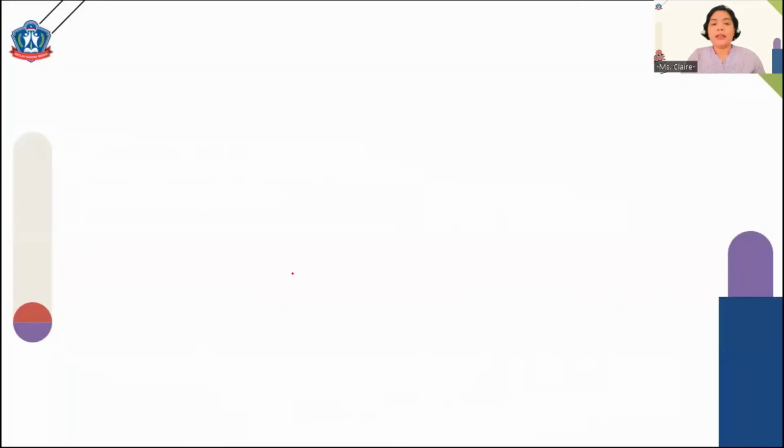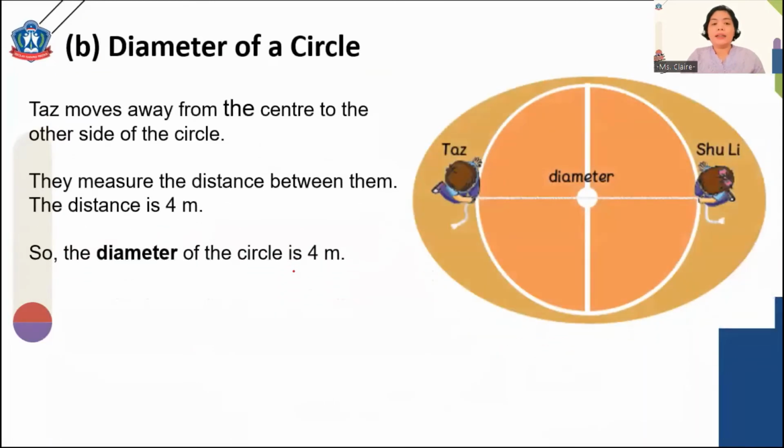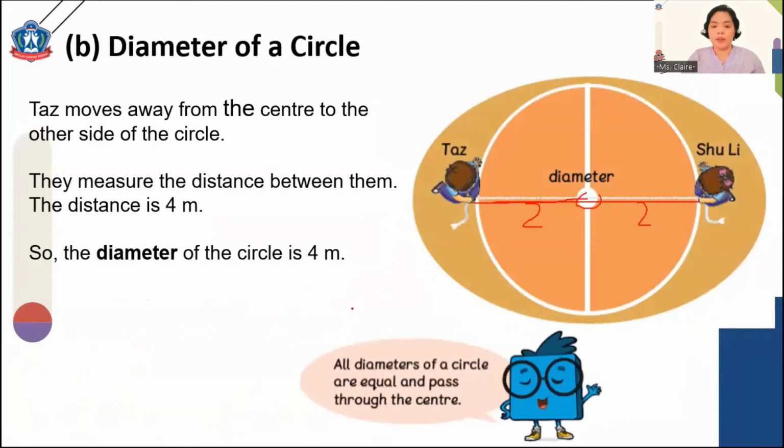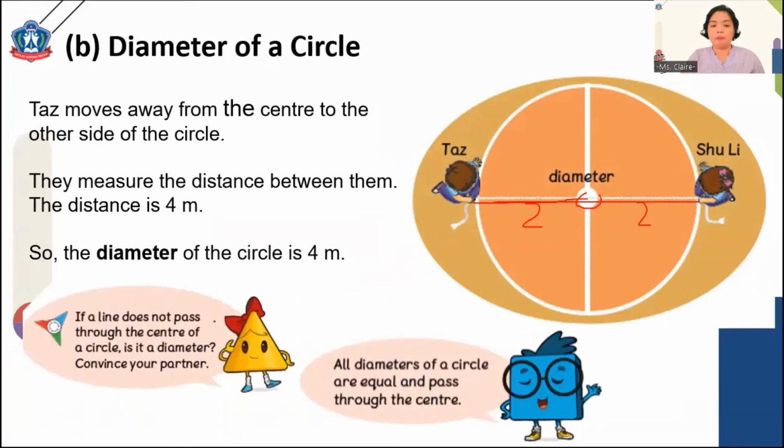Okay. Next, let's study about diameter of a circle. Taz moves away from the center to the other side of the circle. They measure the distance between them. So if this is 2 and this is 2, this is already 4 meters. So this line here passing through the circle, through the center, is what we call diameter. All diameters of a circle are equal and always pass through the center.